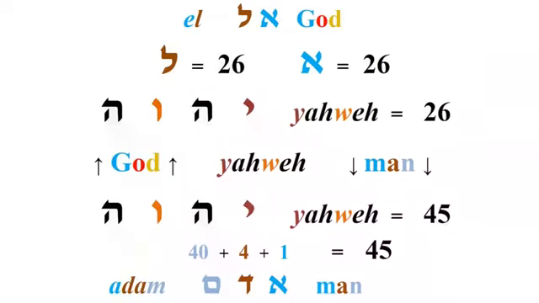And in this next slide I'm going to show you here, this is a little complicated. We'll leave it up on the screen for a bit here. Look in the center first. In the very center, you have Yahweh. God points up, and man points down. If you go up, you see God, Aleph, Lamed, 26, Yahweh, 26. Yahweh is God, but he's also 45. He's also Adam, man. There's no other way to interpret it.